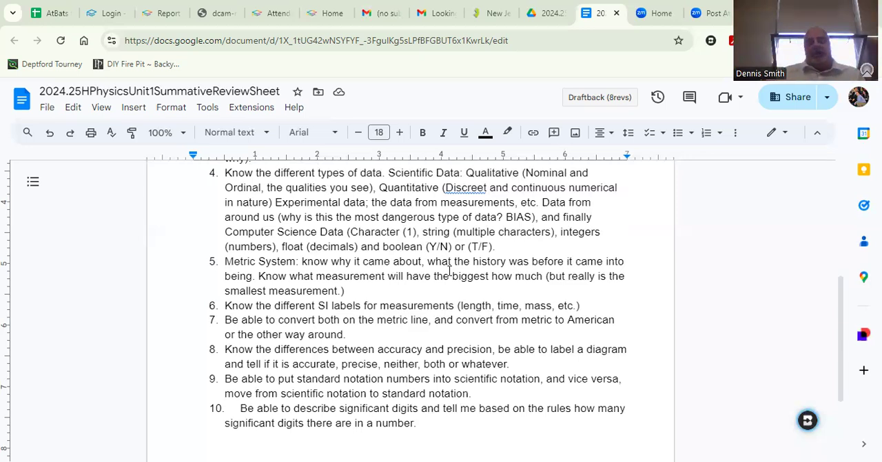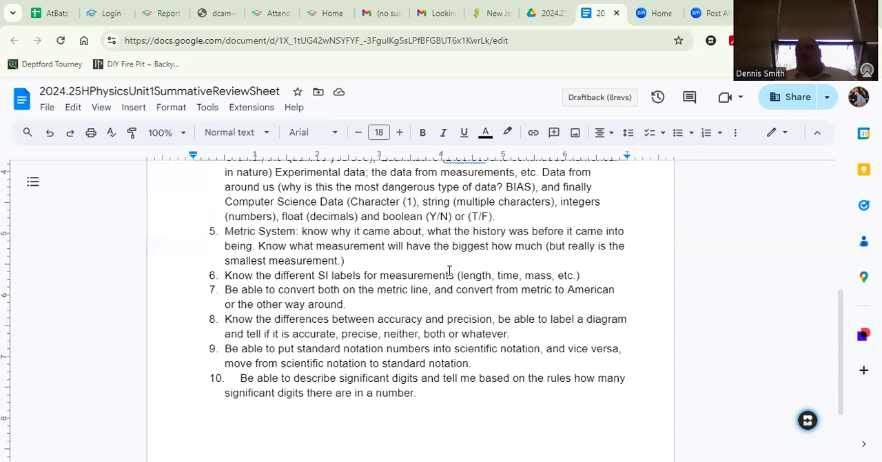And remember, it's opposite. So if it's got a really big number, or it has the largest number in the whole line, it's probably the smallest measurement. And then the smaller number in terms of magnitude, how much of something, will be the largest in terms of measurement. So think about that and make sure you know that. Make sure you know the SI labels for measurements. Be able to convert on the next line.